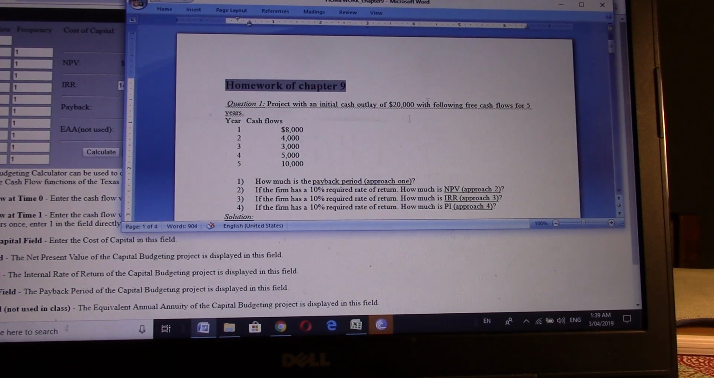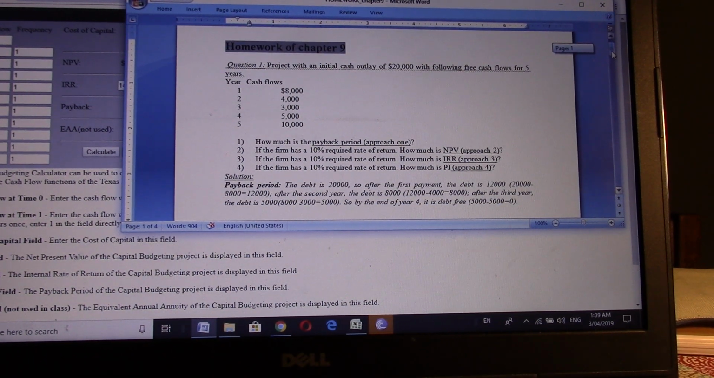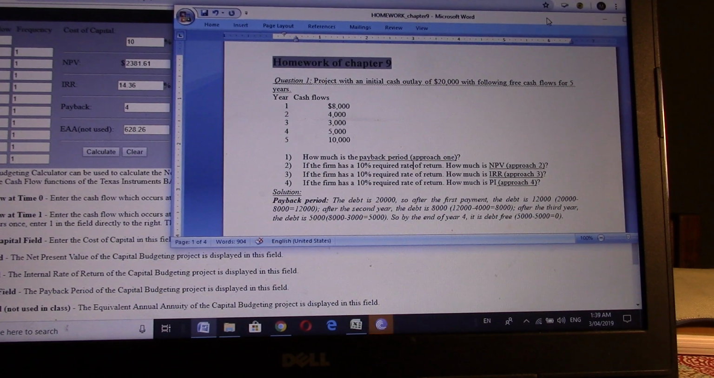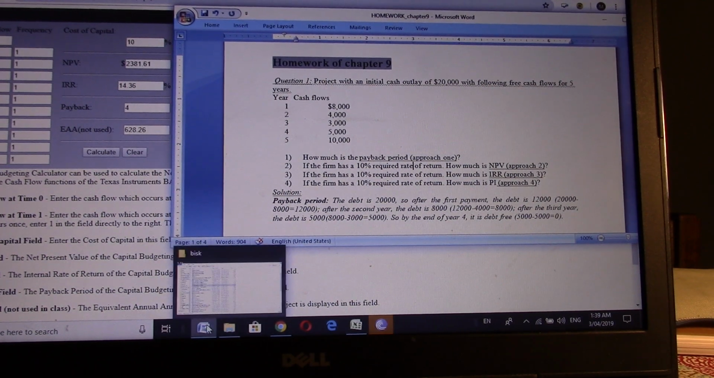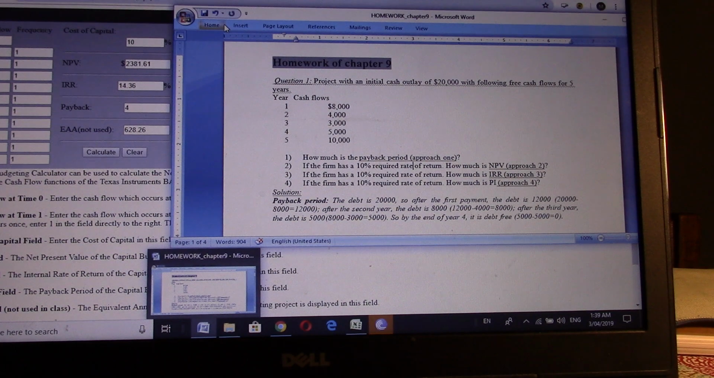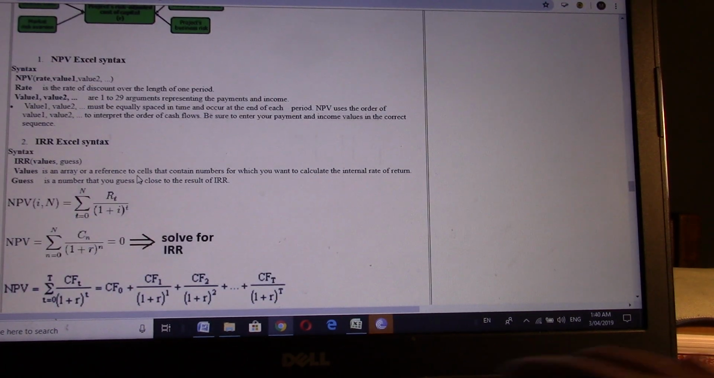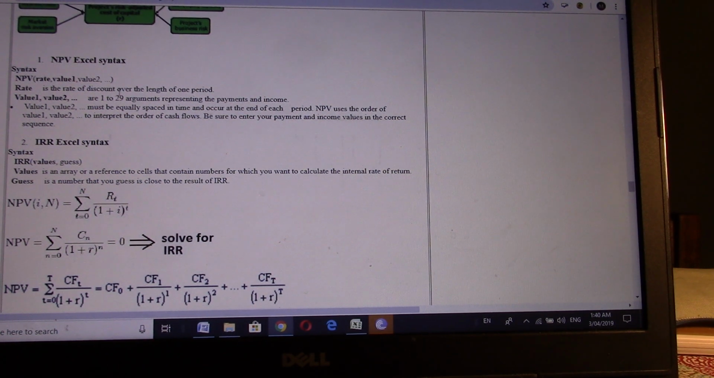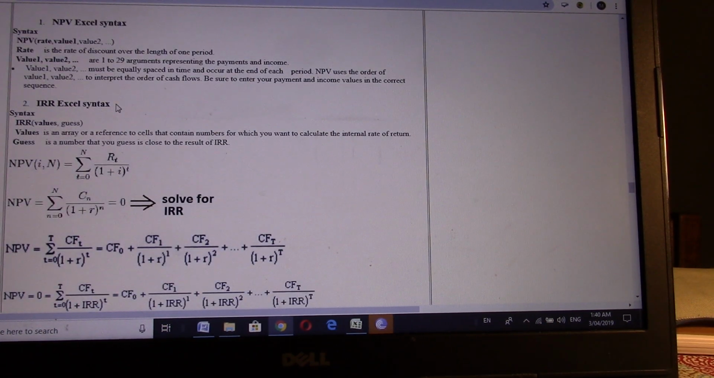You can use the calculator, or you can use Excel to do that. The Excel syntax for NPV and IRR, you can find on the on-campus class website. This is NPV. We have used this NPV command in chapter 5 and chapter 6. So this is now the new concept. IRR is new to us.